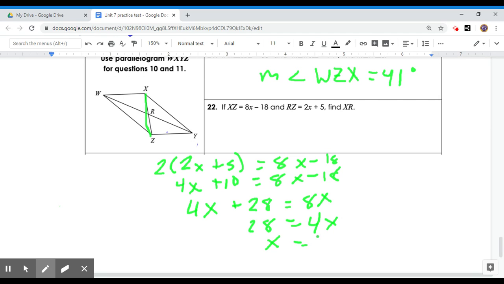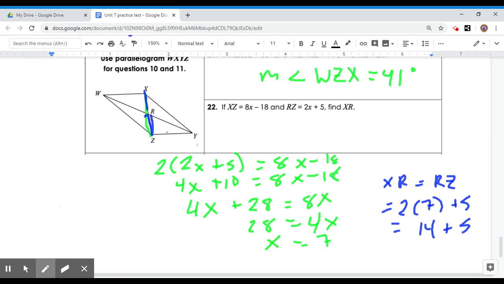x equals 7. Then to find XR, we know that RZ is 2x plus 5, and XR is the same thing as RZ. So XR equals RZ, and RZ equals 2x plus 5, so 2 times 7 plus 5, which is 14 plus 5, which is 19. So XR equals 19.